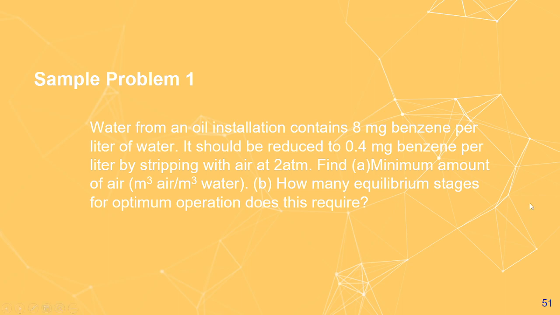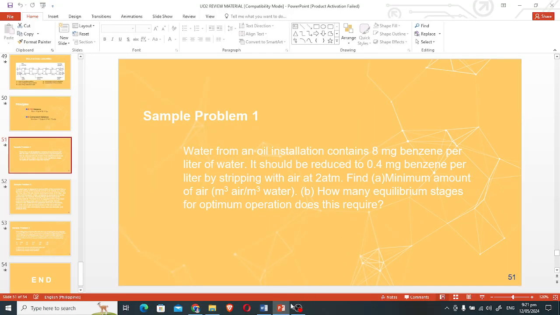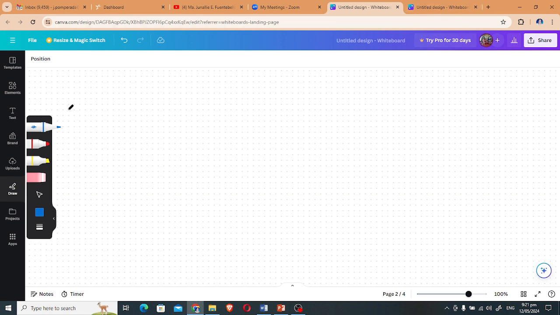Now, your problem requires that you determine the minimum amount of air, that is cubic meter of air per cubic meter of water, and then determine how many equilibrium stages would be needed for optimizing the process. So for this sample problem, we need to go to our whiteboard. So I'll transfer to the whiteboard now. And we're here.